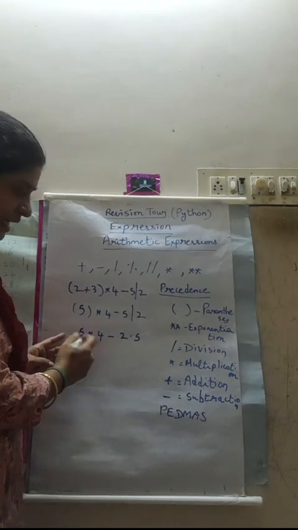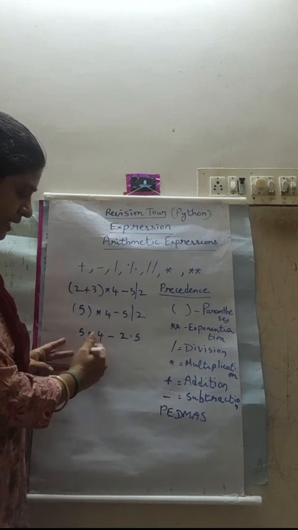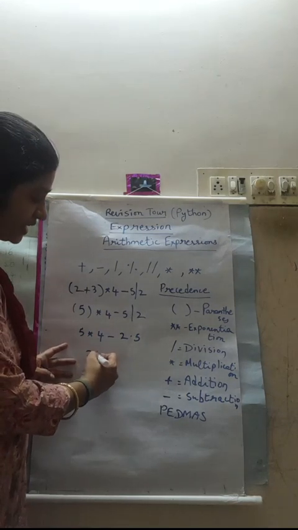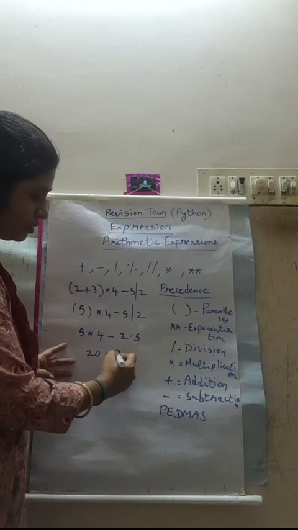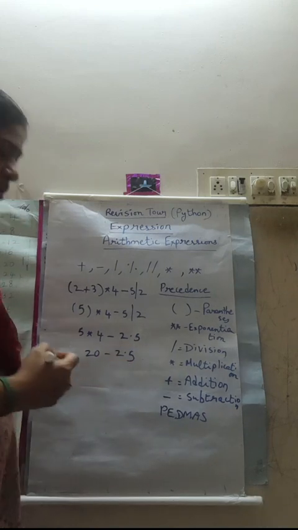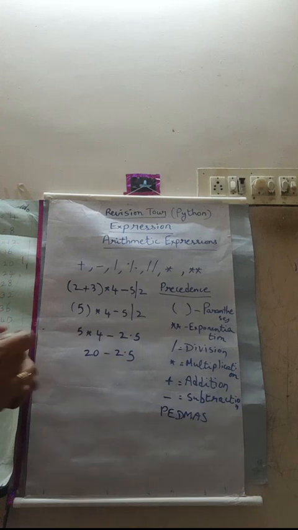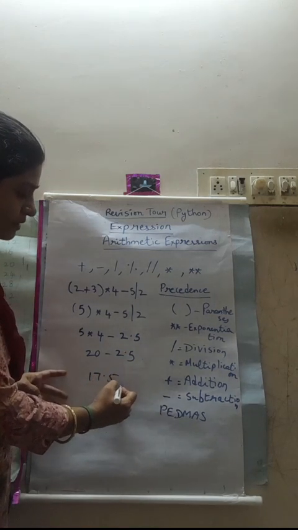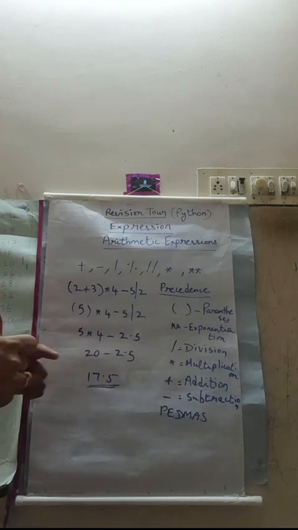and then it will evaluate the multiplication. This will be 20 minus 2.5, and the answer would finally be 17.5. This will be the output.